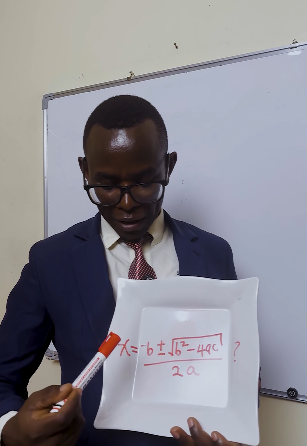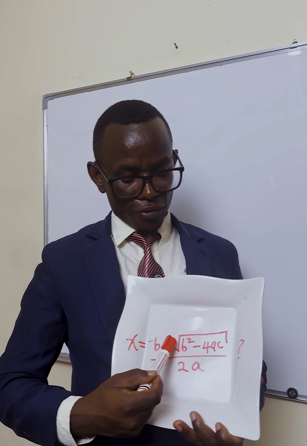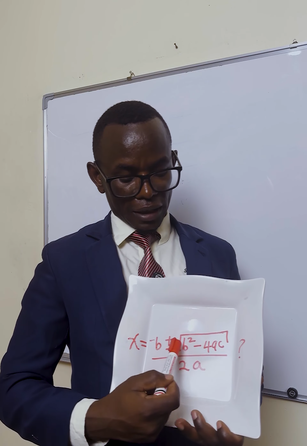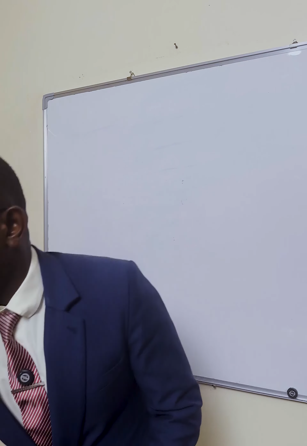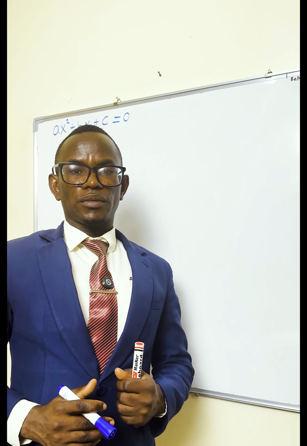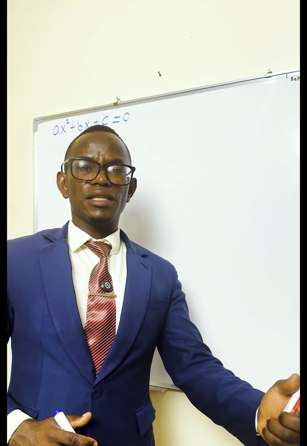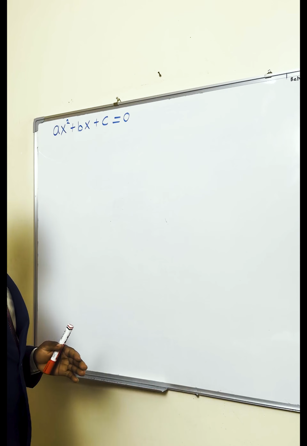Have you ever wondered why x is equal to negative b plus or minus root of b squared minus 4ac, everything divided by 2a? Grab a seat. Let's learn. How are we going to prove it? We are going to use the general quadratic equation.